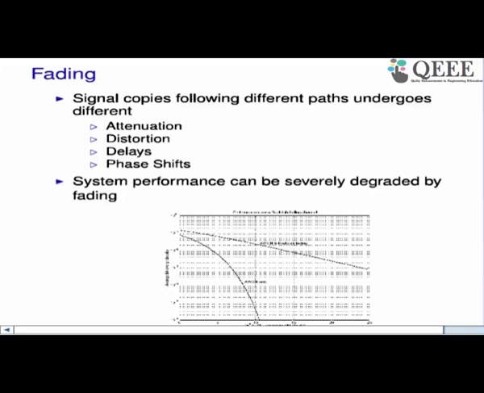Typical systems today work at a frame error rate of 10 power minus 1, that is, 1 packet loss in 10. That would correspond to a bit error rate of roughly 10 power minus 6.